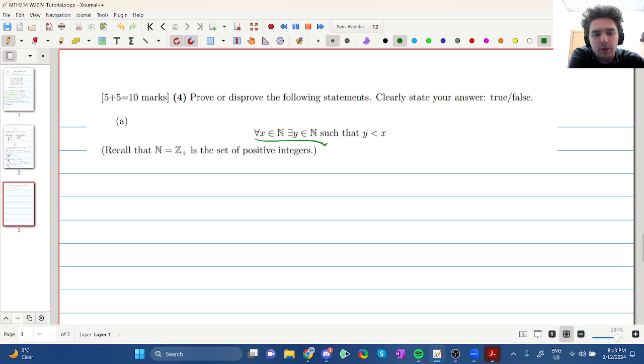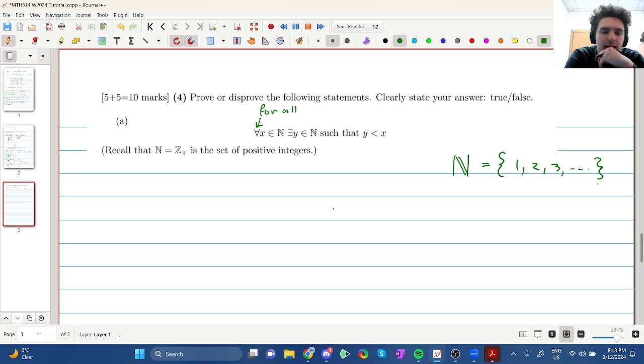So this is a statement. This is something we can prove to be true or false. What this is saying is that for all x values that are natural numbers, as in positive, so 1, 2, 3, and so on, to be clear, N is 1, 2, 3, ... So x is any of those numbers. There is, associated with that x value, a y value such that y is less than x.